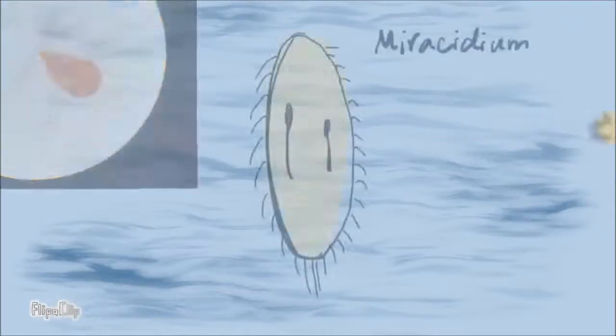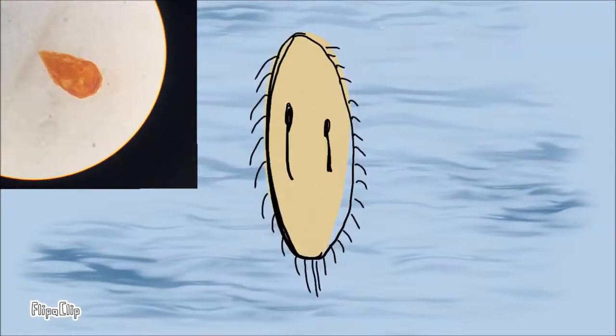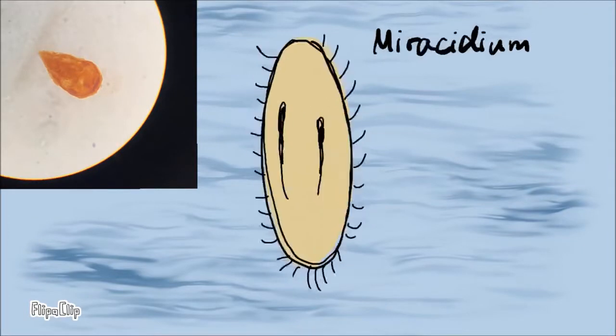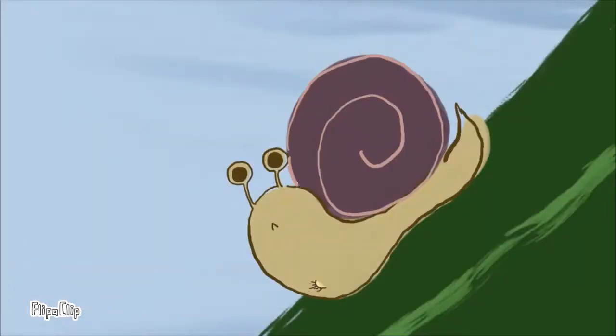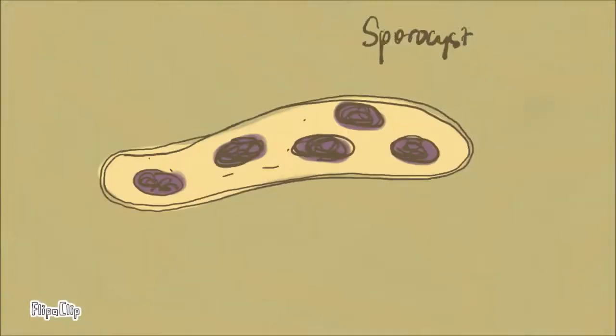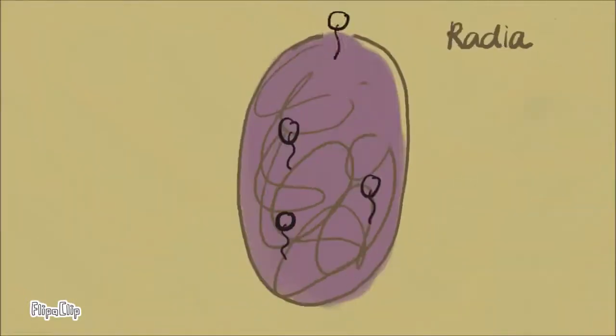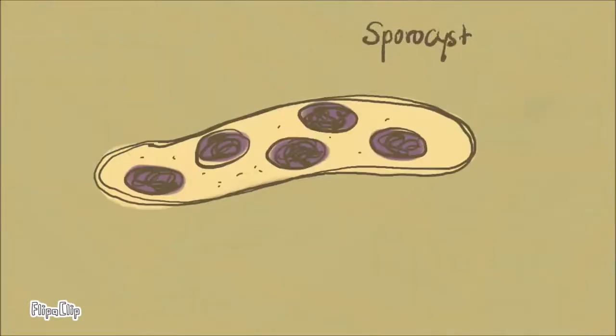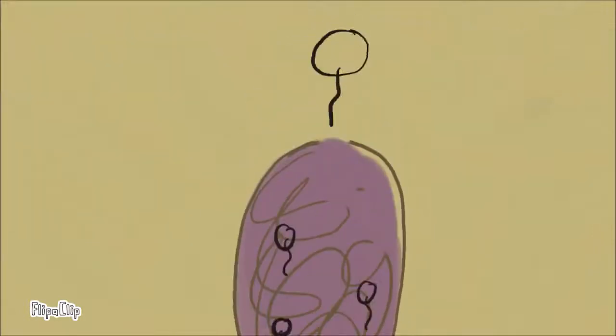And now we enter stage 3. At this stage, the larva is flat and fragile. Its body is covered with cilia. It has apical glands that secrete enzymes for invading the first intermediate host, which is a freshwater snail. Once the miracidium penetrates a snail, it will develop into other following stages inside the snail, which are sporocysts, rediae, and cercariae. Now, let's discuss these three stages in more detail.